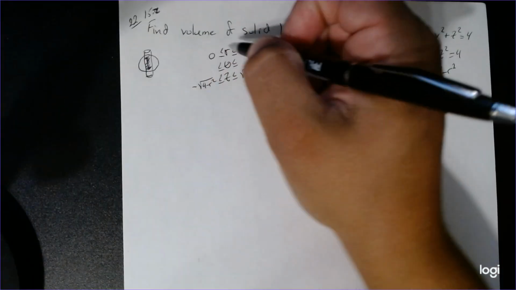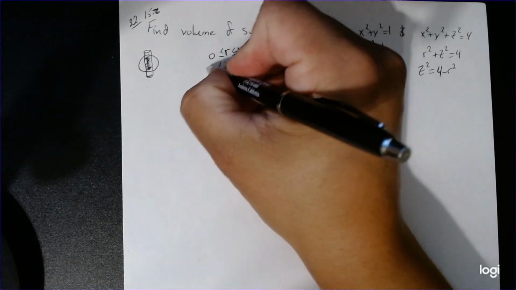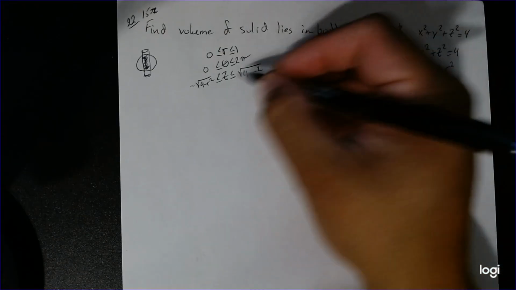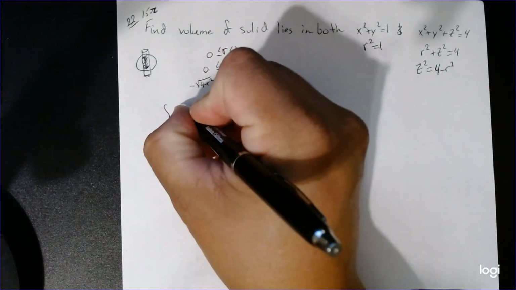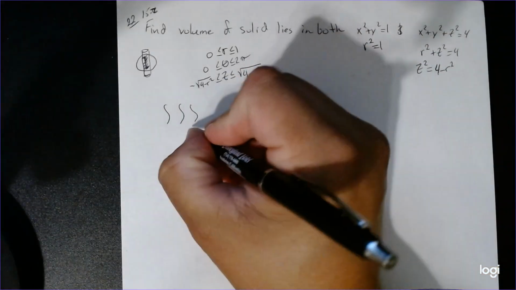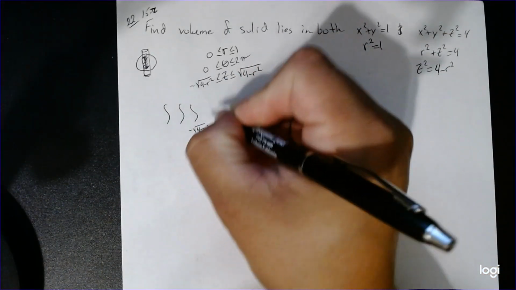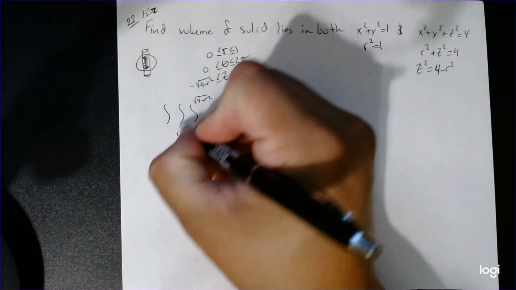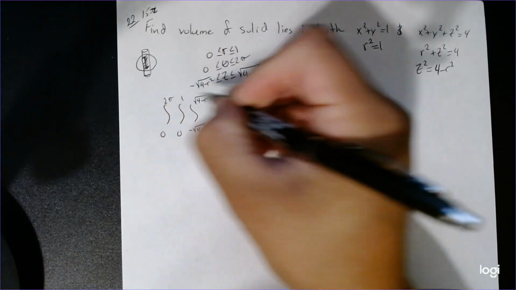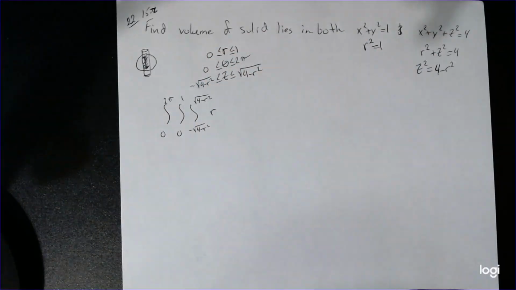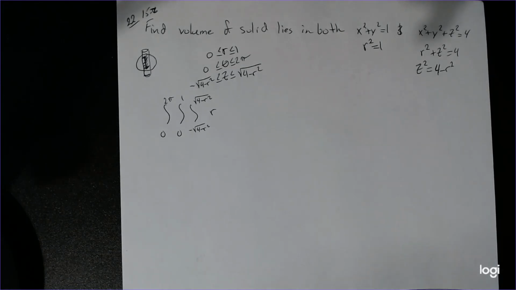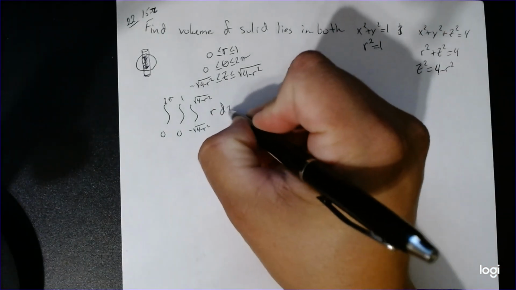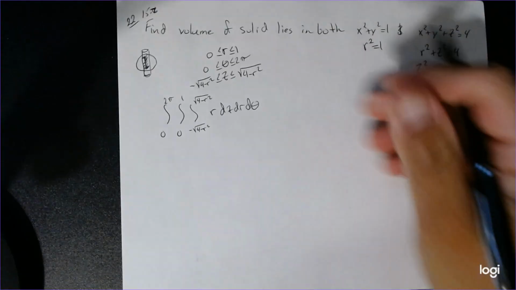So for theta, I'm going the entire circle, so this goes from 0 to 2 pi. Now, how we write our triple integral is z always comes first, and then r, then theta. And we multiply by r. This is a bit of a trick question, since we weren't given an actual function, we're just going to use 1. So dz, dr, d theta.